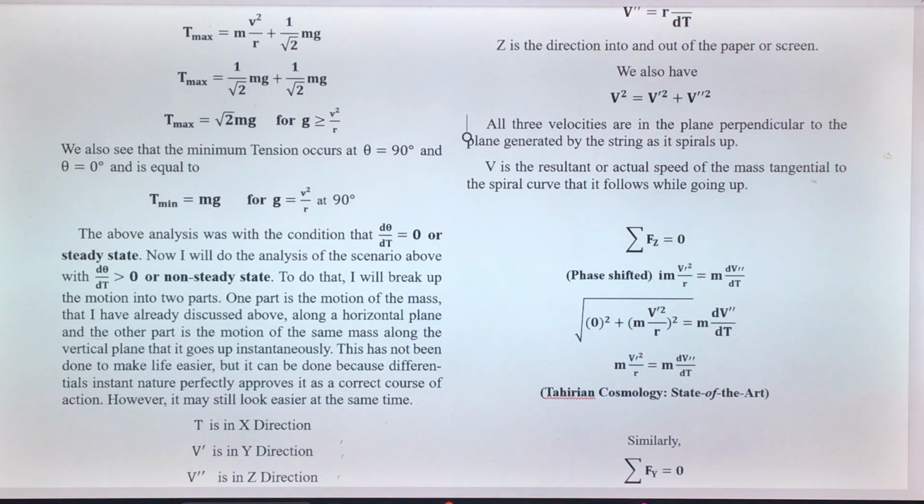Now I will do the analysis of the scenario above with d theta over dt greater than 0, or non-steady state, or the ball going up. To do that, I will break the motion into two parts, guys. One part is the motion of the mass that I have already discussed above along a horizontal plane, and the other part is the motion of the same mass along the vertical plane, that it goes up instantaneously. This has not been done to make life easier, guys, but it can be done because differential instant nature perfectly approves it as a correct course of action. However, it may still look easier at the same time.